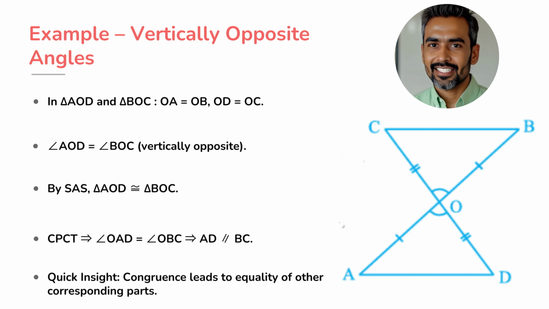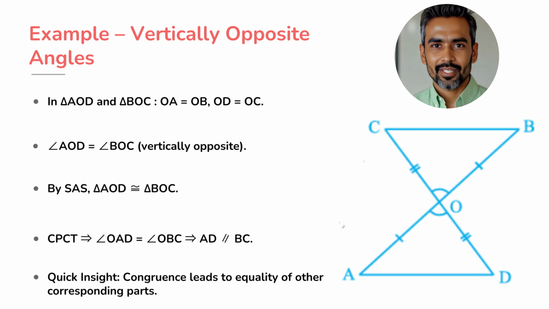Now, with two sides and the included angle equal, we can say by the side-angle-side rule that triangle AOD is congruent to triangle BOC. Once we know the triangles are congruent, corresponding parts must also be equal. That means angle OAD is equal to angle OBC. And from that, we can deduce that line AD is parallel to line BC.